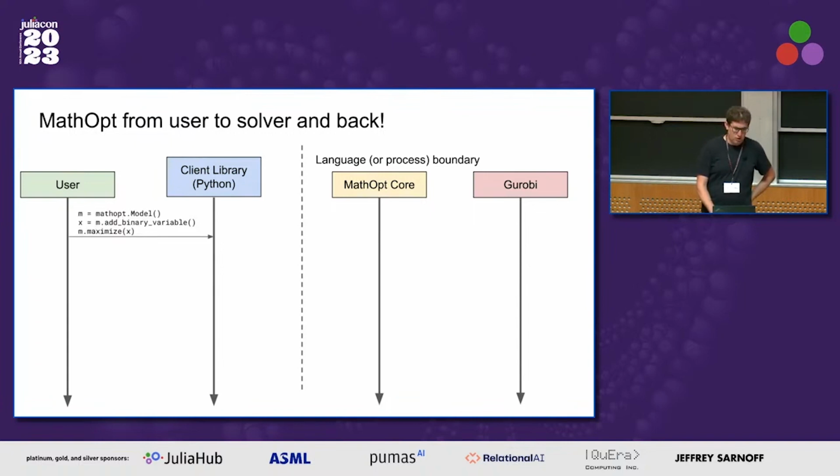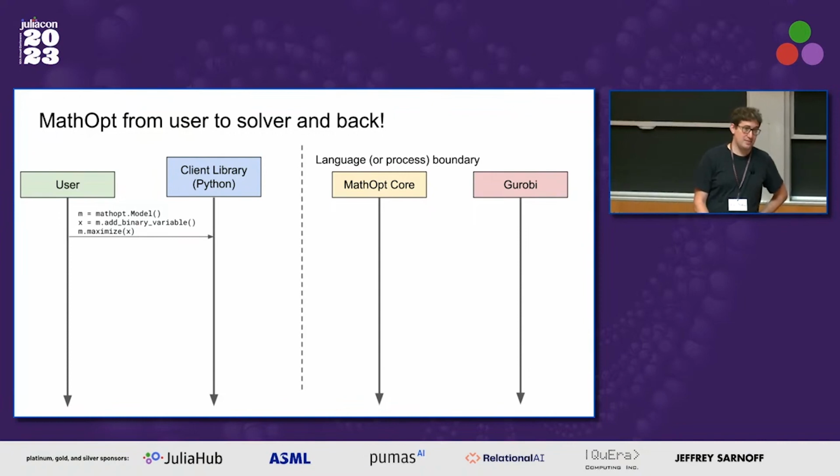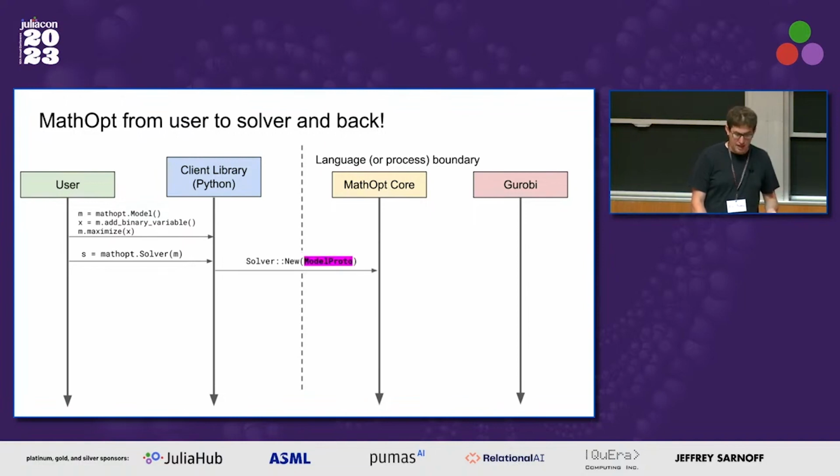So what does the experience look like? The user is writing Python code, they specify their model, so they make a model, they add a variable, they maximize that variable, simplest model. And they're interacting with the client library, which is returning stuff. Those arrows are omitted from this picture. Then they make a solver object where they pass in the model. And what happens here? Under the hood, now we need to cross the language boundary to make the solver object.